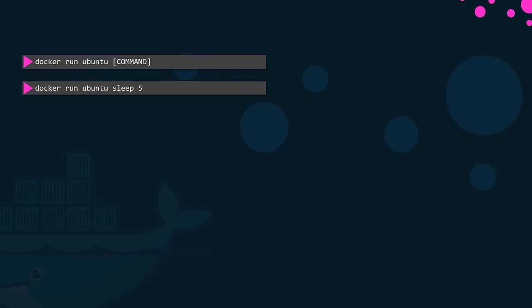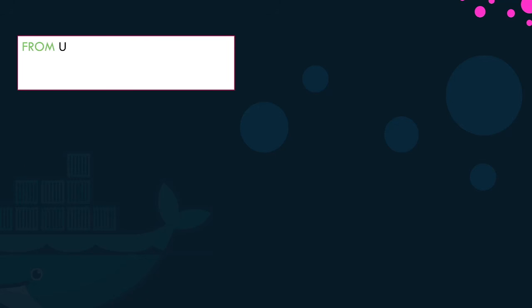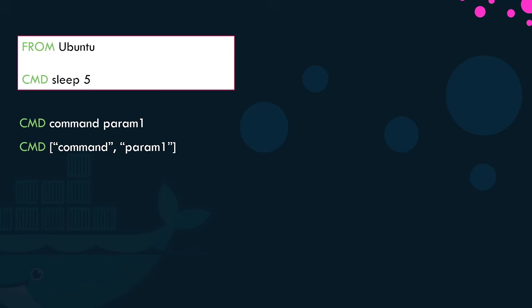But how do you make that change permanent? Say you want the image to always run the sleep command when it starts. You would then create your own image from the base Ubuntu image and specify a new command. There are different ways of specifying the command: either the command simply as is in a shell form, or in a JSON array format like this.